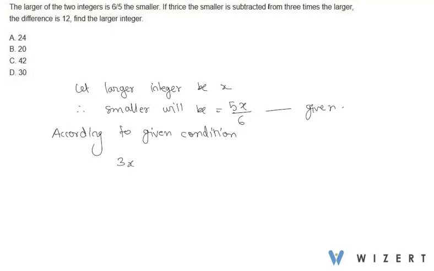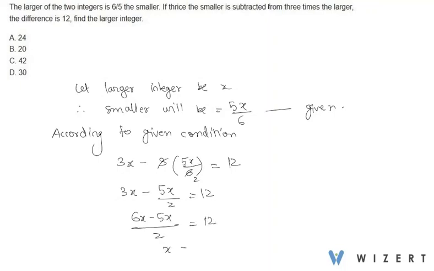Therefore, 3x minus 3 into 5x by 6, and the difference is 12, is equal to 12. So, in 3x minus 3 times 5x by 6, the 3 and 6 cancel out. So, this is 3x minus 5x by 2 equal to 12. So, we get 6x minus 5x by 2 equal to 12. So, we get x equal to 24. So the answer is option A, 24.